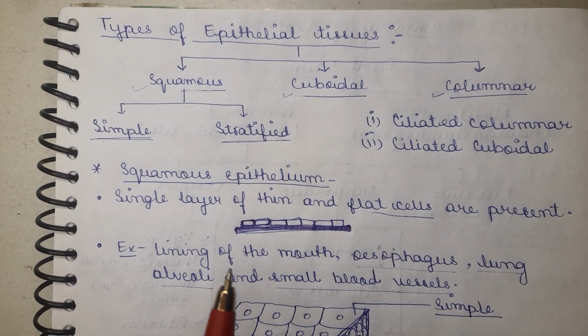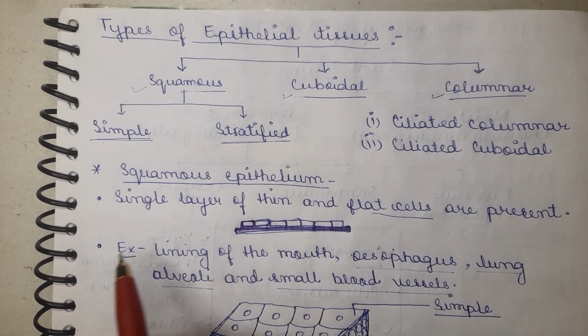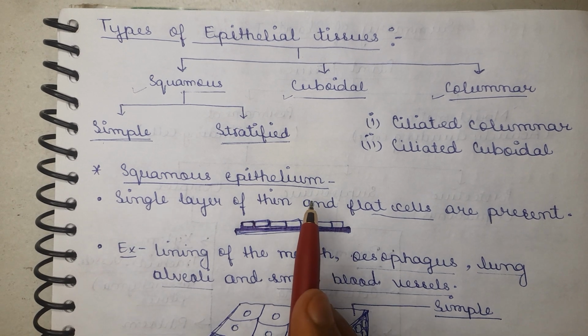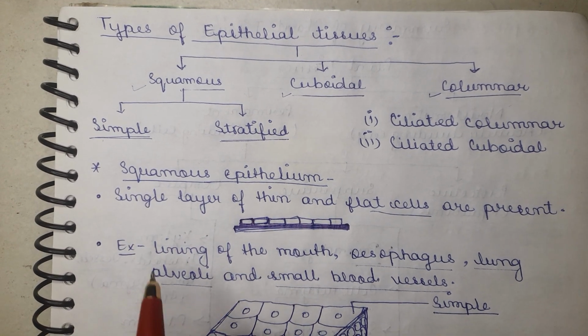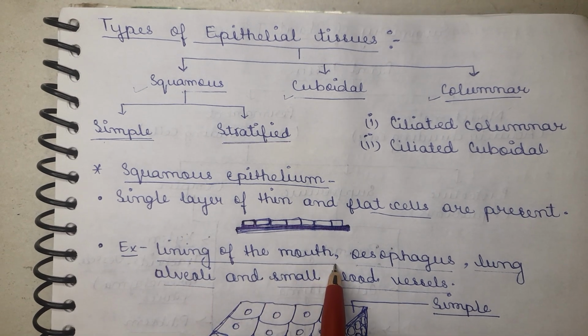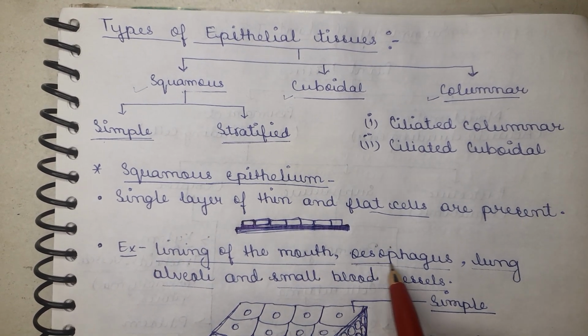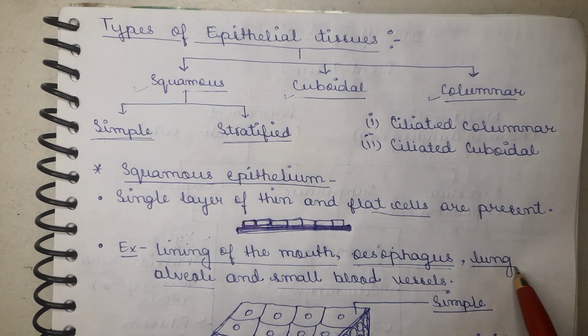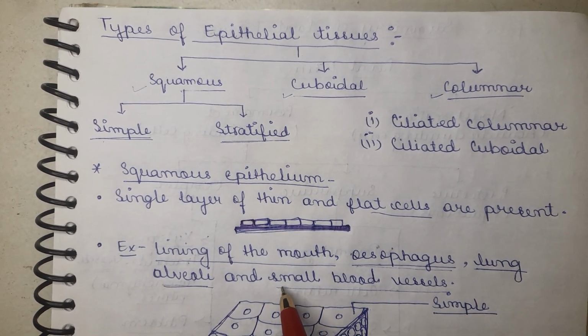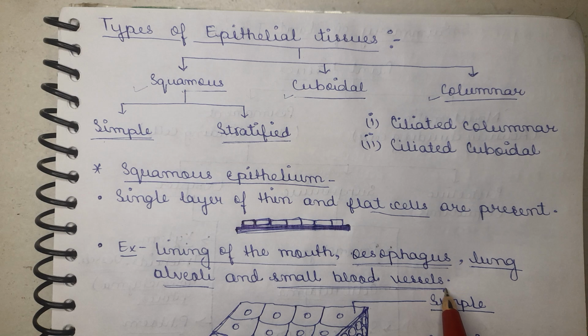from the body. Now if you look at the examples of squamous epithelium, where these tissues are found, they are mainly found on the linings of our mouth and on the esophagus, basically the food pipe, in the lungs' alveoli, and sometimes in the small blood vessels.